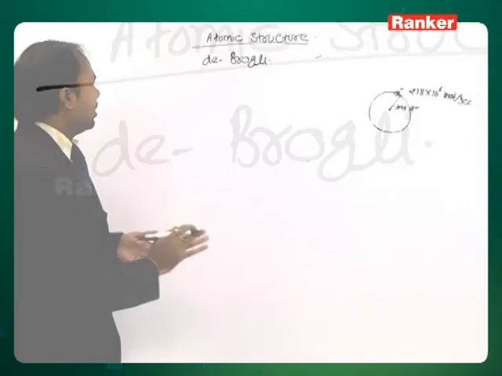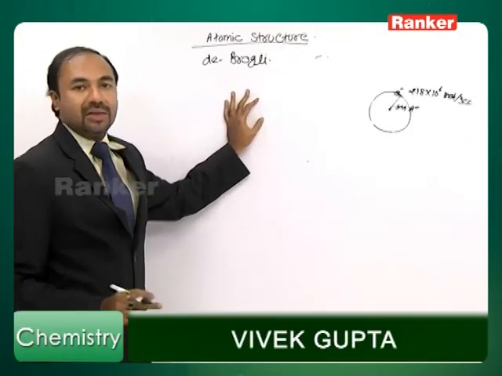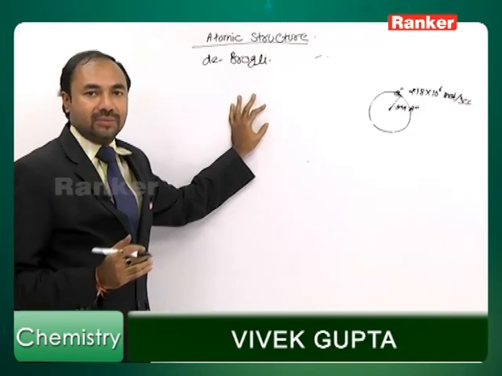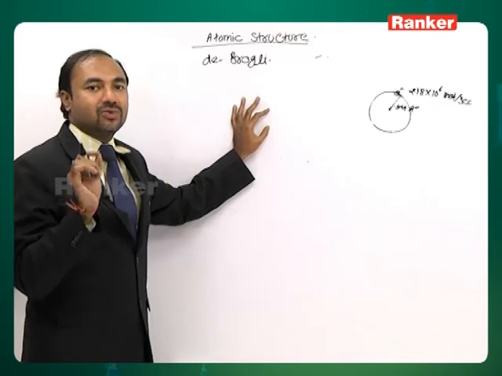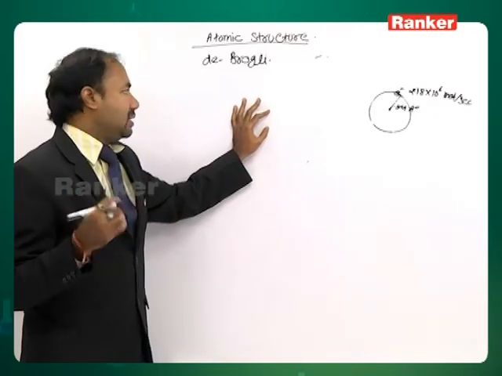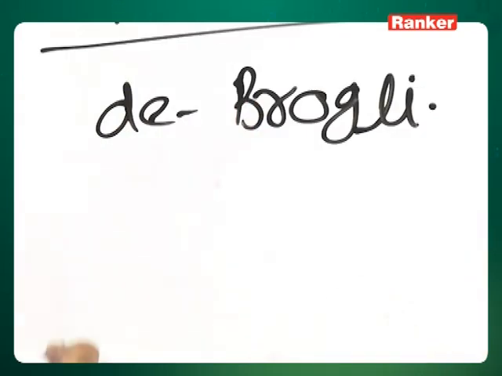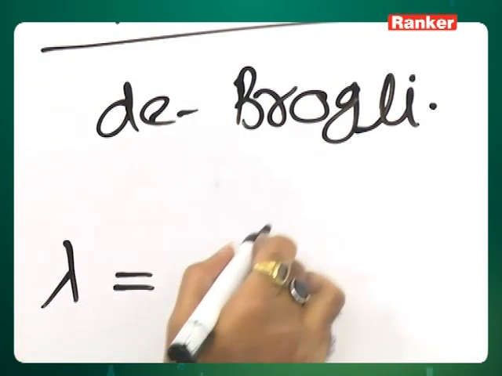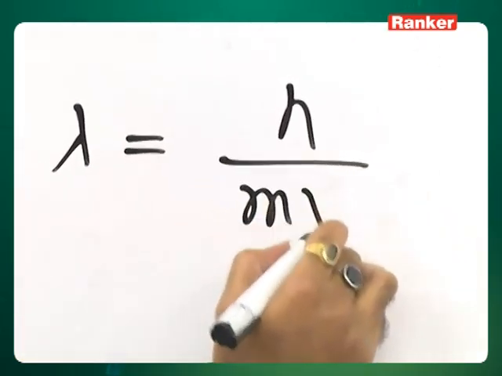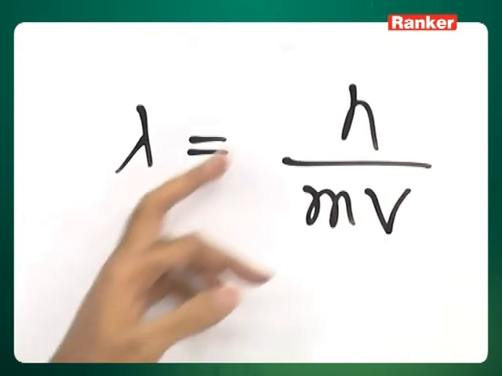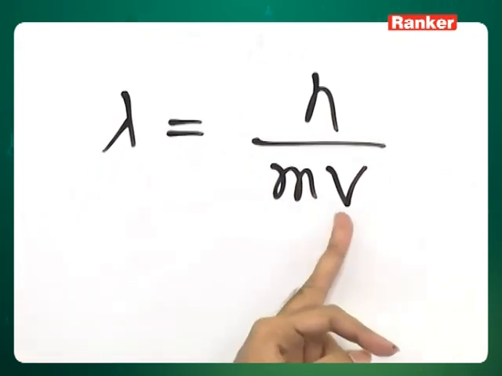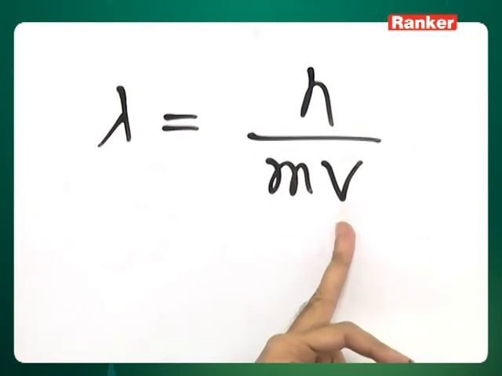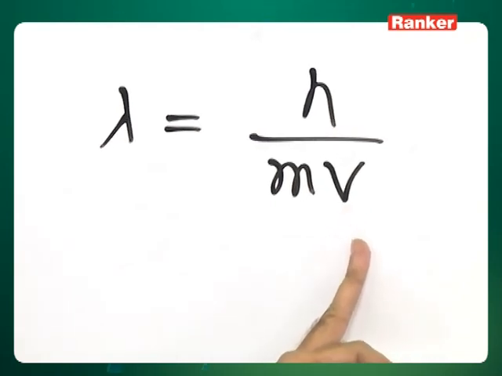De Broglie equation. What de Broglie says is that all matter in this world can behave as a wave. Actually, every moving object is associated with a certain wave, and its wavelength can be given by the formula lambda equal to h by mv. Here h is Planck's constant, m is the mass of that object, and v is the velocity with which the electron or the particle, that substance, moves.